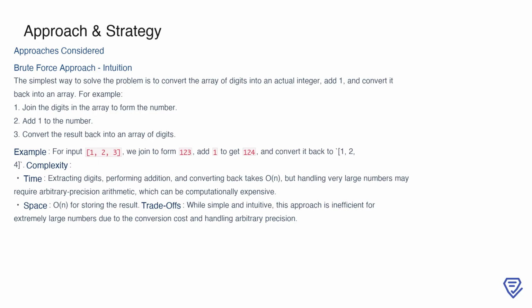While this approach is simple to understand and implement, it has significant trade-offs. The time complexity is linear, O(n), due to the operations of combining, adding, and splitting. However, for very large numbers, we may face issues with computational efficiency since handling such numbers requires arbitrary precision arithmetic, which can be costly. Additionally, the space complexity is O(n) for storing the result. While intuitive, this method can be inefficient for large inputs due to these conversion-related overheads.